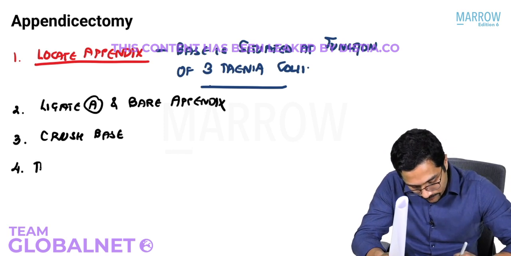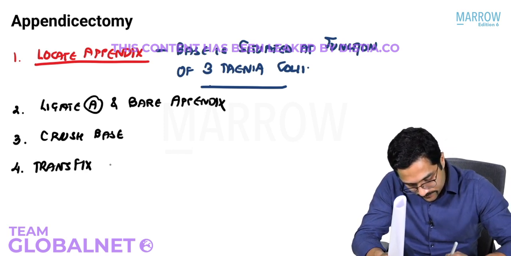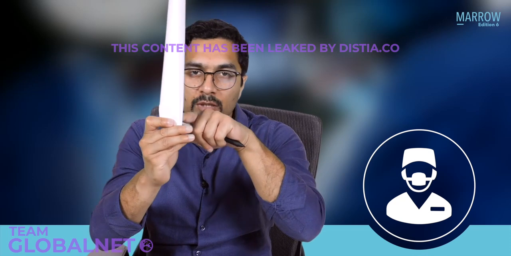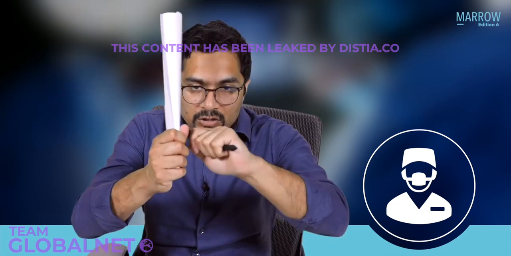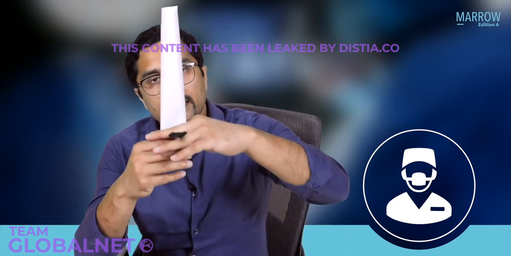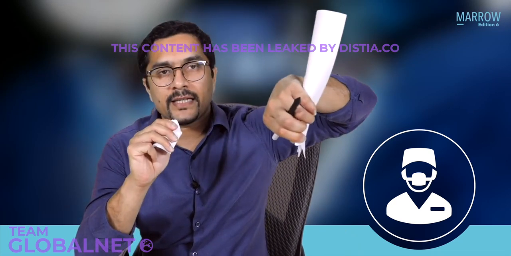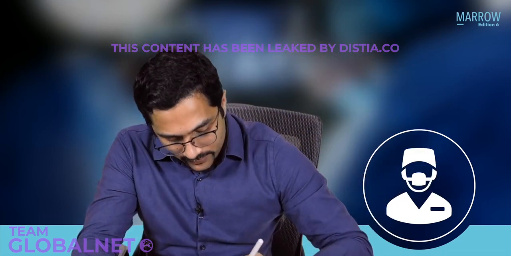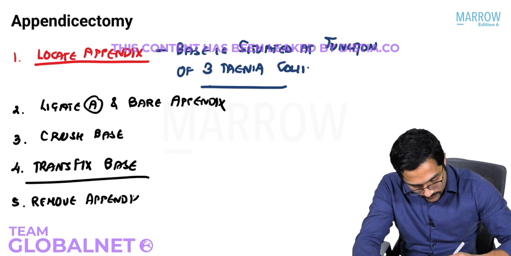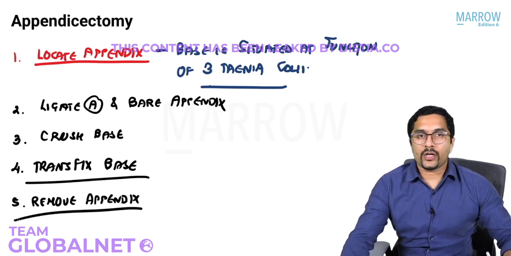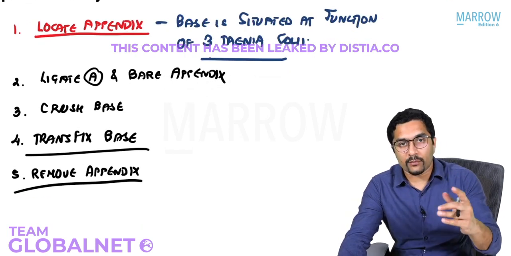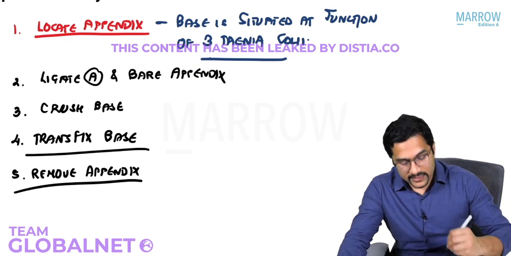Then we transfix the base. What do you mean by transfix the base? Transfixing the base means we are going to pass a suture through the base. We are going to tie it on both the sides so that the lumen of the appendix is closed. We transfix the base. Once we've transfixed the base, then we are going to cut the appendix. Then we are going to remove the appendix. Now these are the various steps which are involved during appendicectomy. There are certain special scenarios which I will be talking about in just a few minutes after you've seen the operative video. But these are the basic steps.